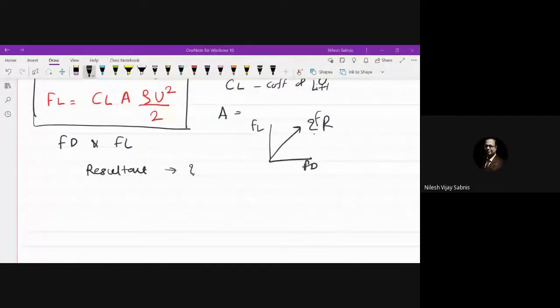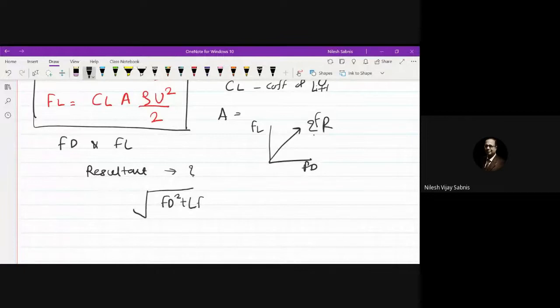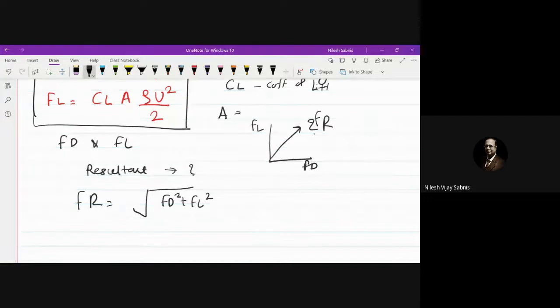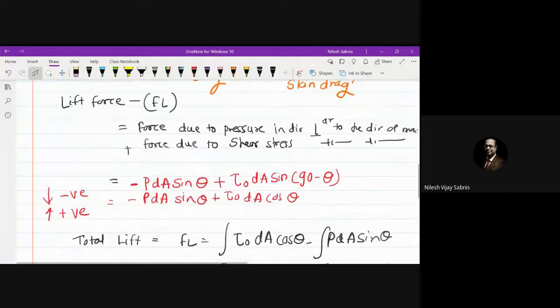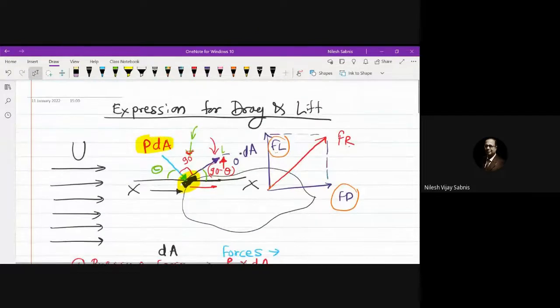Correct. It is root of FD square plus FL square, that is FR. So that is the derivation for finding out the drag and lift. This you have to remember. Expression for drag and lift.